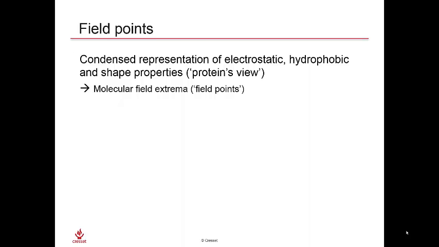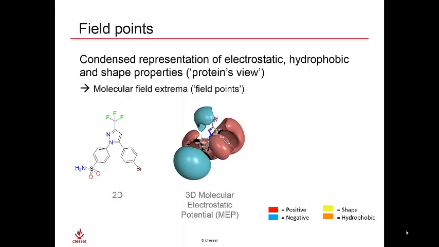Cresset's philosophy is all about looking at ligands the way they are seen or experienced by the protein receptor. To do this, we step away from the two-dimensional representation and consider a ligand as something that has a three-dimensional distribution of shape, charge, and hydrophobicity. Comparing molecules using the full molecular electrostatic potential energy surfaces is computationally expensive, so we've condensed this information down to field points, which are placed at areas of local extrema in these functions.